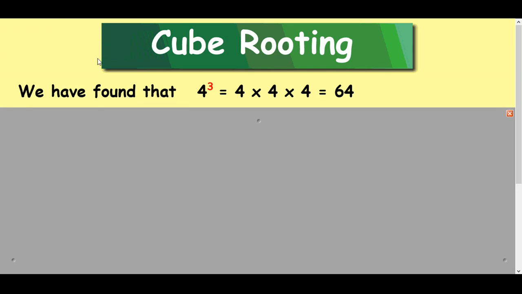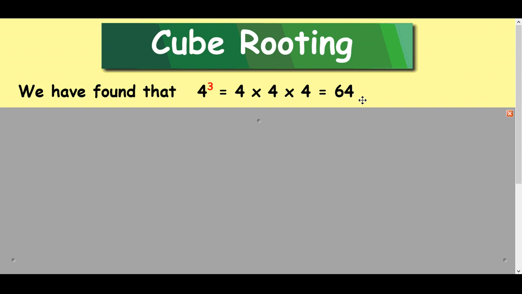In this lesson, we're going to look at cube rooting. So in previous lessons, we've actually cubed numbers, and we found that when you cube a number, you multiply it by itself and then itself again. So for example, 4 cubed is 4 times 4 times 4, which gets you 64.